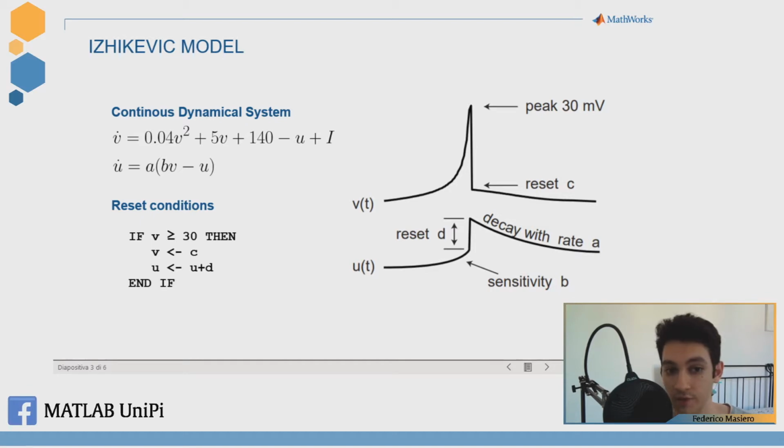Also, additionally to these two differential equations, there's a reset condition which is responsible for the actual reset that we have in our neuron once we reach a spike of the action potential. In particular, when the action potential reaches a level of 30 millivolts, we have to reset this value and reset also the value of the recovery variable.